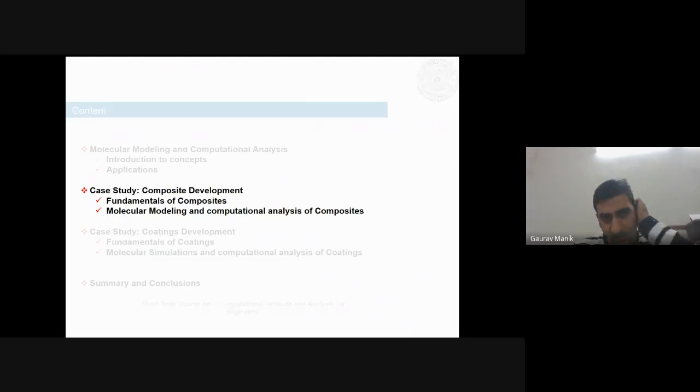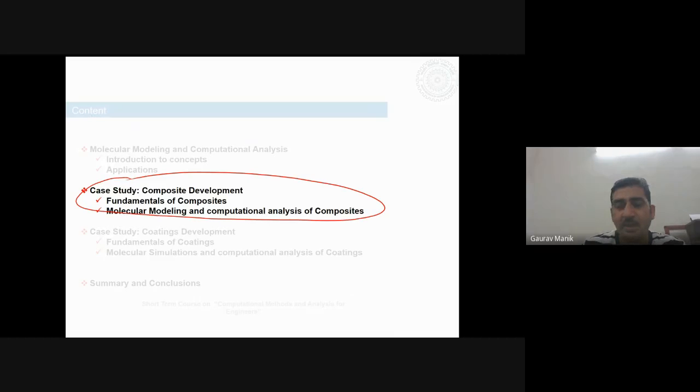Now, let me touch upon quickly my other parts, which is how we apply molecular simulations in evaluating properties of composites. I will probably not be able to touch upon all the properties of composites here, but at least I will try to pick one or two properties for each of the cases of composites and coatings.